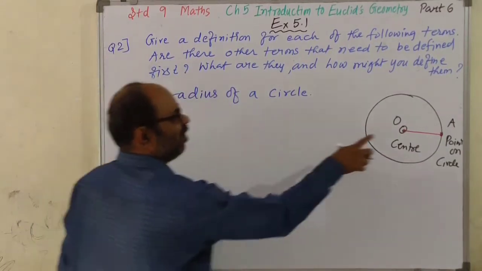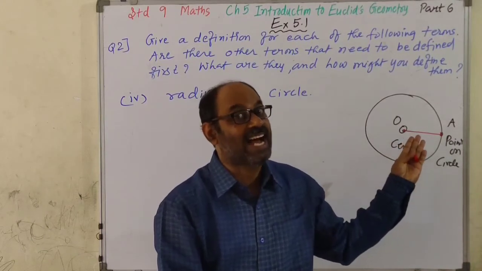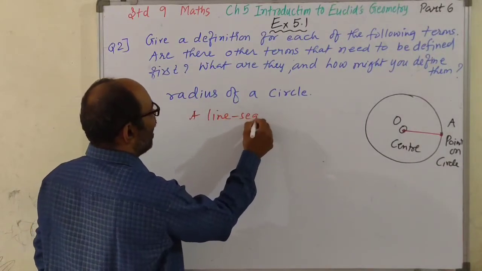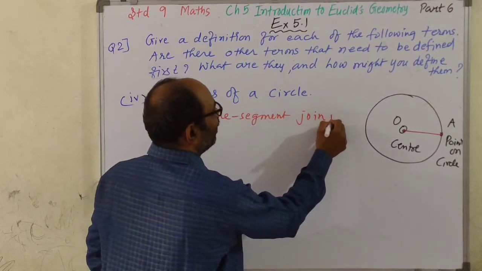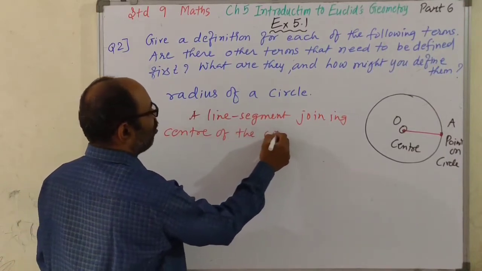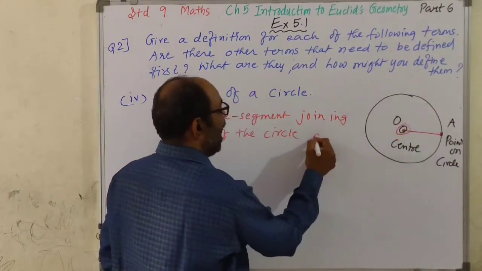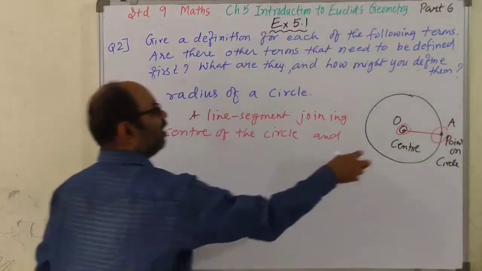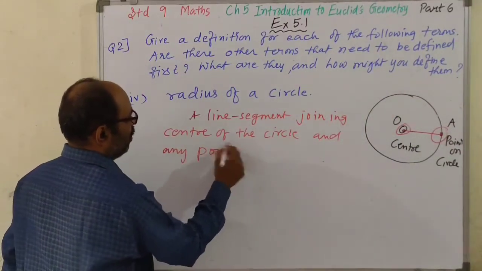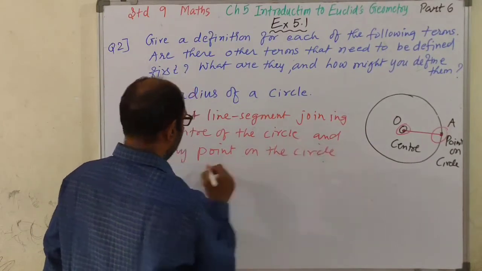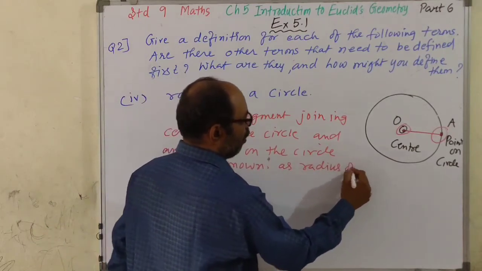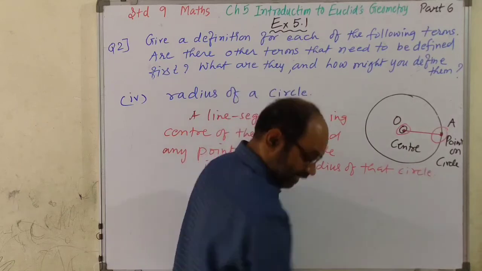So what is radius? What do you see in this red colored part? A line segment, joining what? The center of the circle and any point on the circle. This A can be here, it can be here, anywhere. A line segment joining the center of the circle and any point on the circle is known as the radius of that circle. Is that clear, children?